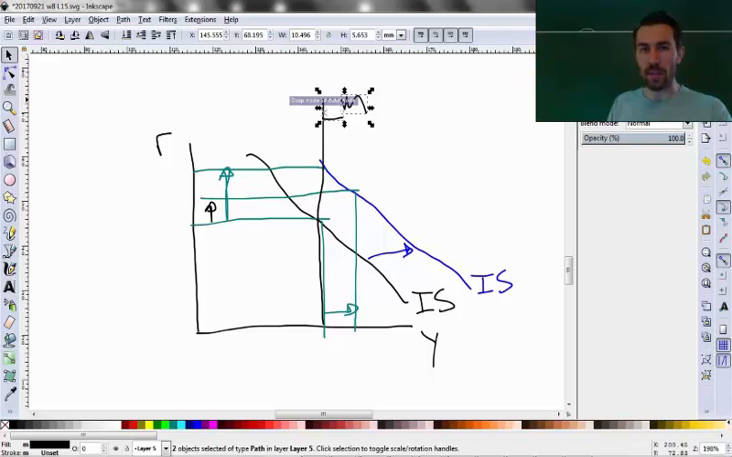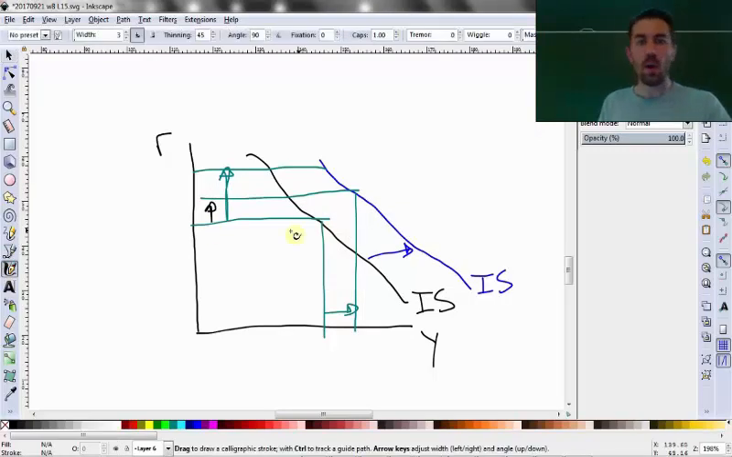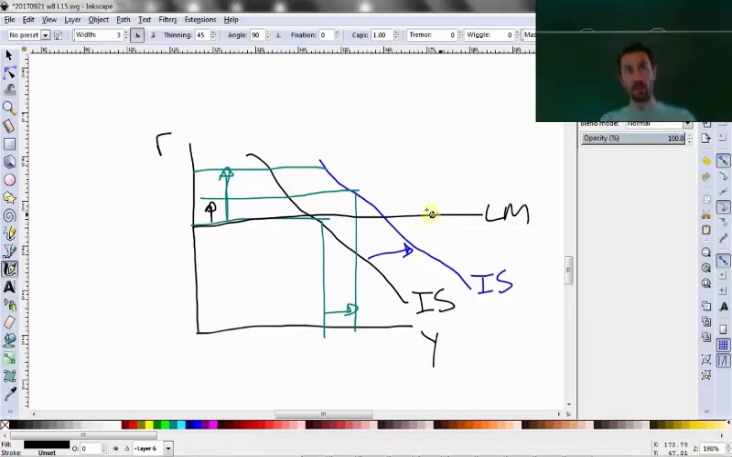Now I'm going to make that disappear, having gone through all the trouble of moving it. So for my final trick, what if my LM curve was entirely horizontal, perfectly elastic? When I increase my government spending now, what happens? Is there any increase in interest rate? There's no increase in interest rate. And what about my level of output? How has that increased? By a lot more than in my initial diagram.